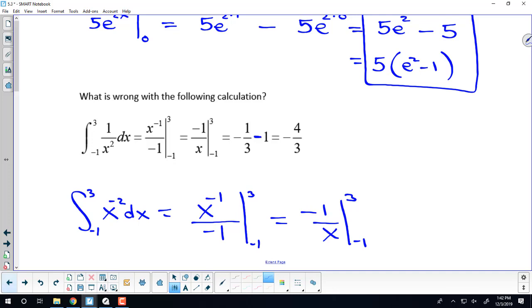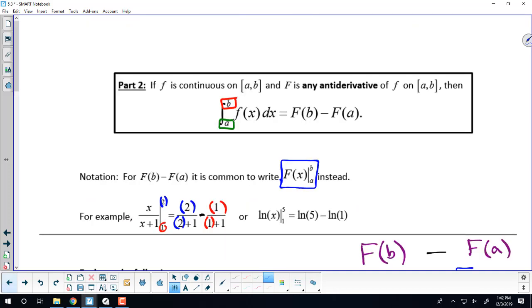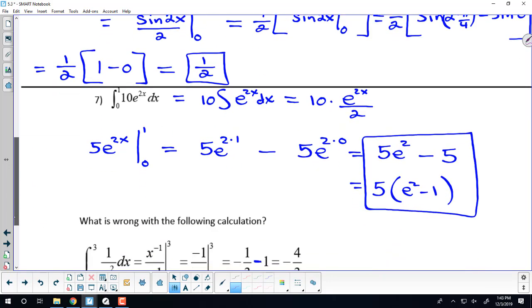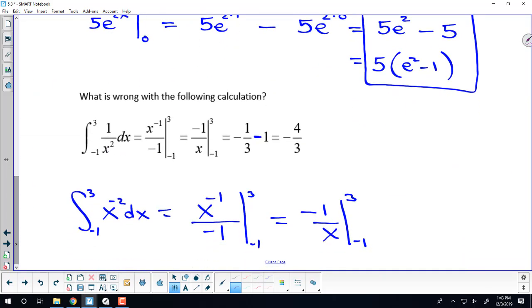So nothing, or let's go back. Everybody read that again. The continuous aspect: this function has to be continuous on this interval. It's not defined at zero. So where is our function not continuous? At 0, and we're passing through 0 like it's no problem. So that's what's wrong with the computation.